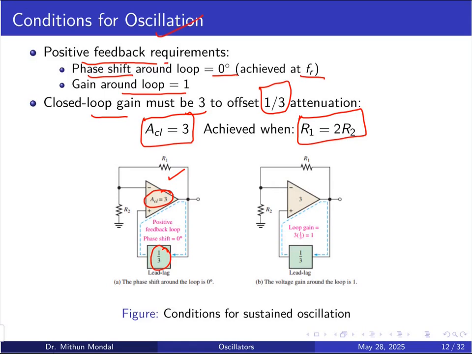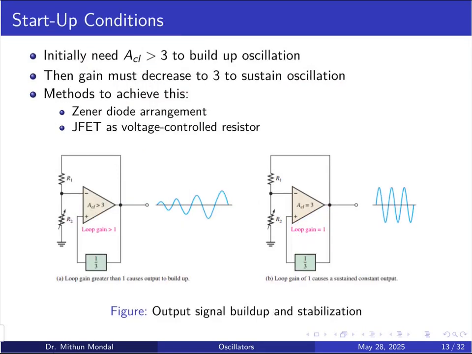So the voltage gain around the loop will be equal to 1. If you see, the loop gain becomes 1 because 3 and 1 by 3 cancel out each other. The startup condition initially needs the closed loop gain to be greater than 3 to build up oscillation, and the gain must decrease to 3 to sustain the oscillation.